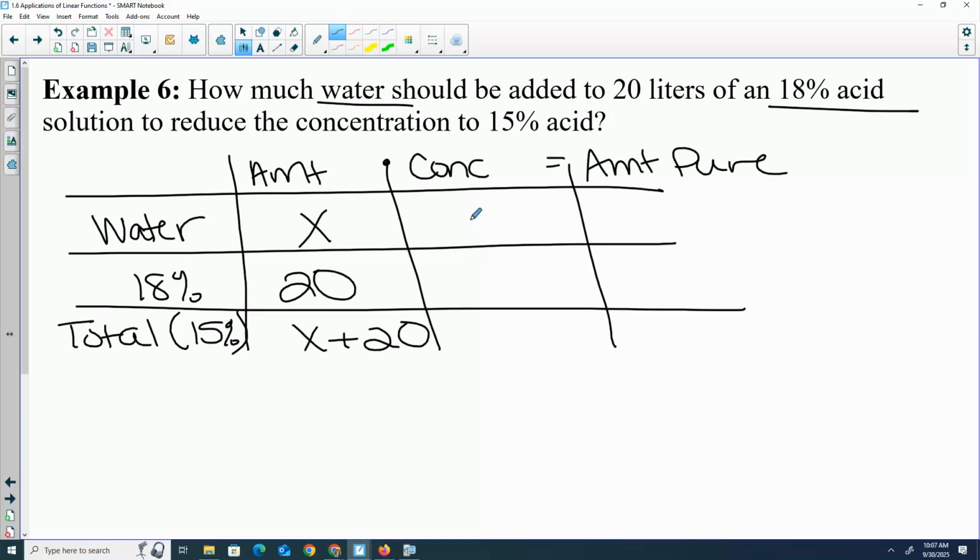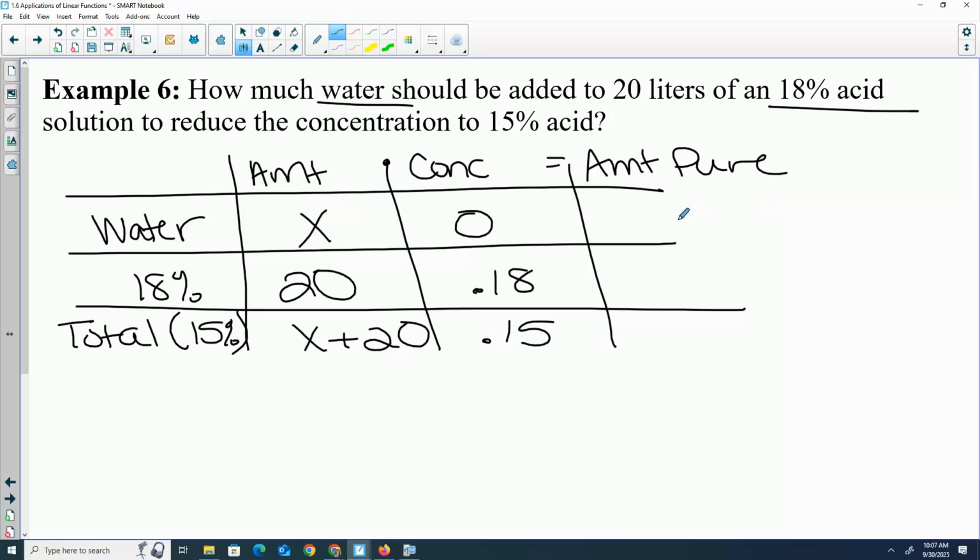All right. Water, concentration. If you go get a drink out of the water fountain, what percent acid is that water? I hope it's 0, right? Water shouldn't have anything else in it. We hope, yes. So water is always a concentration of 0. Pure is always a 100% concentration. 18% would be 0.18, and 15%, 0.15.